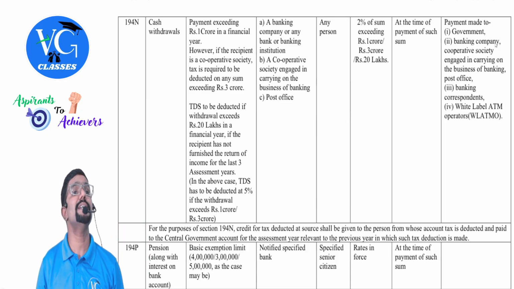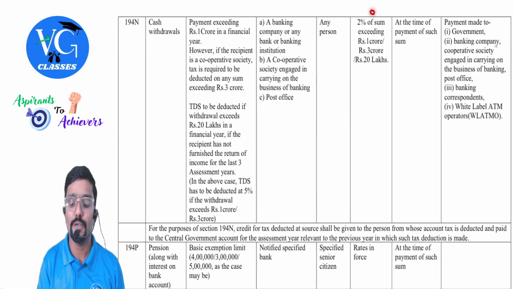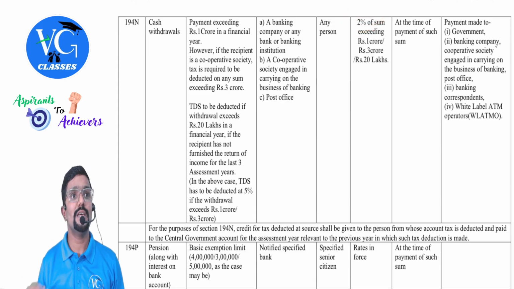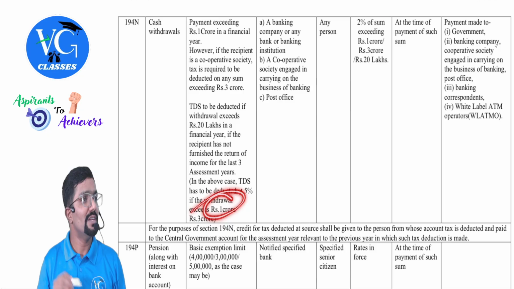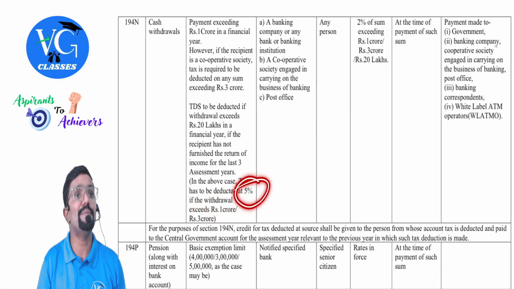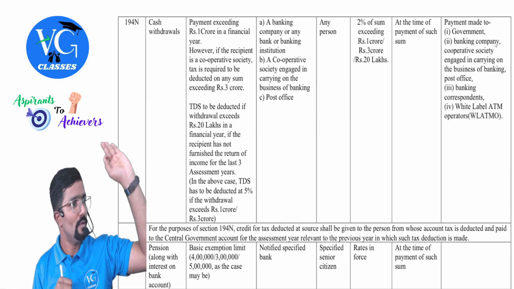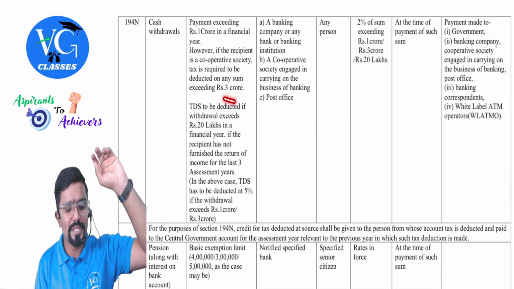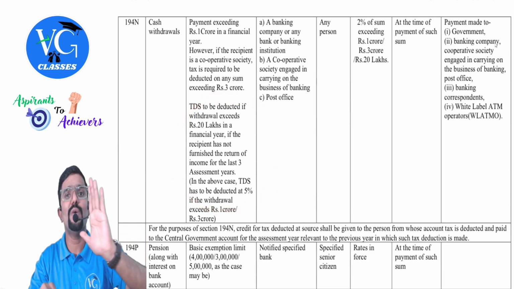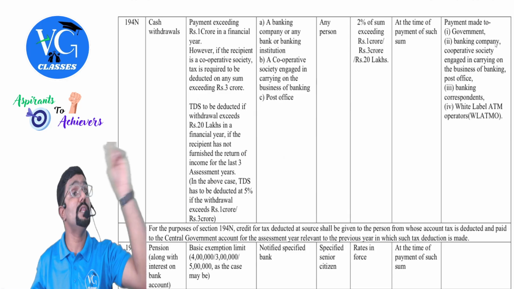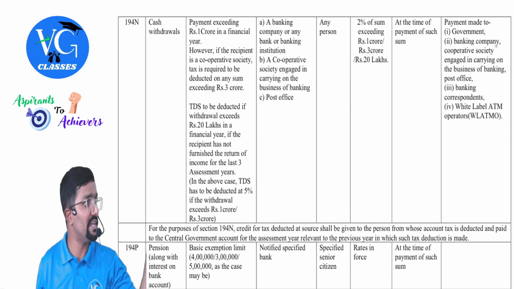Should TDS be deducted? Yes. At what rate? 2%. Sir, what if we withdraw more than 1 crore? Then the TDS rate is 5% on the amount in excess of 1 crore. Understood? I repeat, who is covered in this special case? The assessee who has not filed the returns for all 3 years, last 3 years.